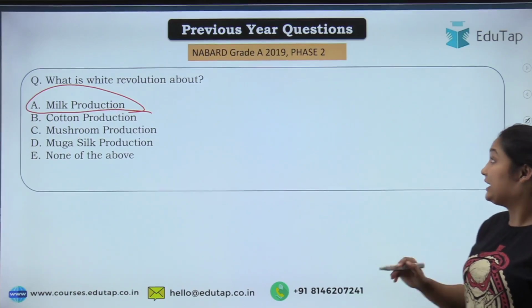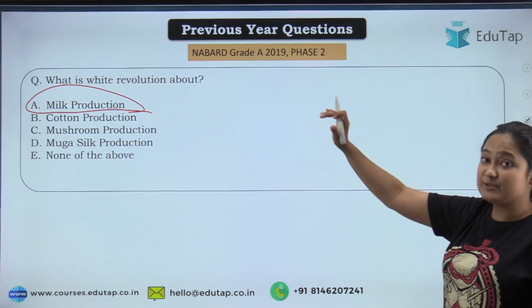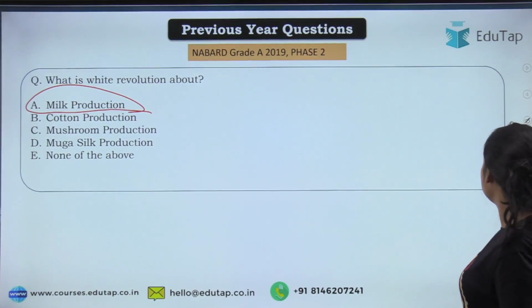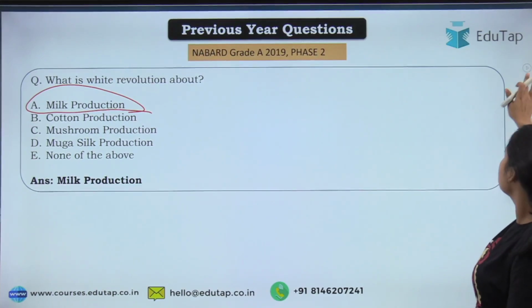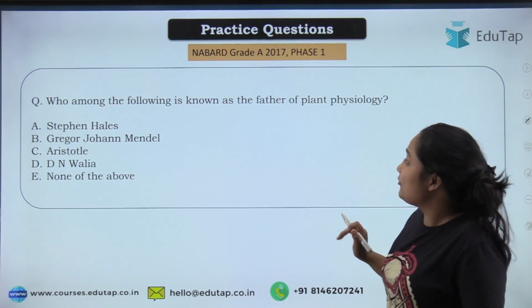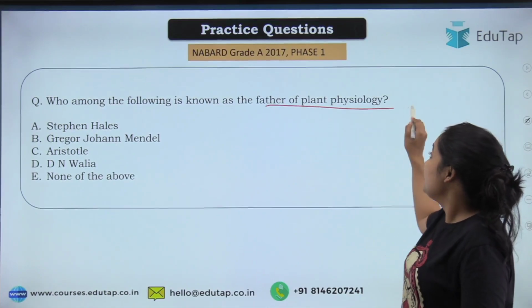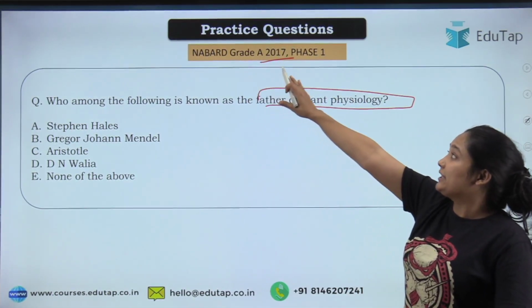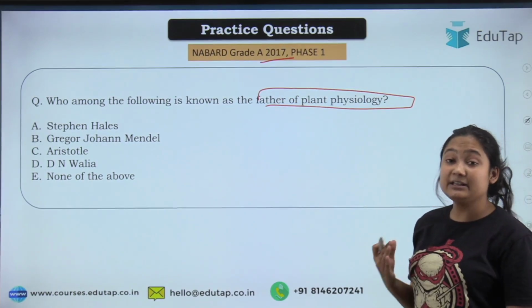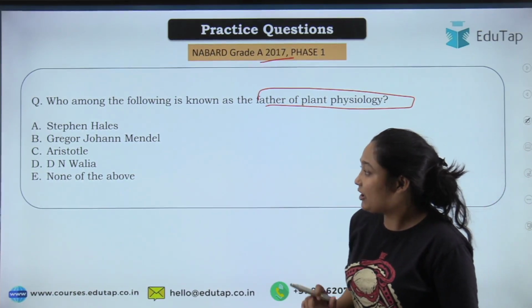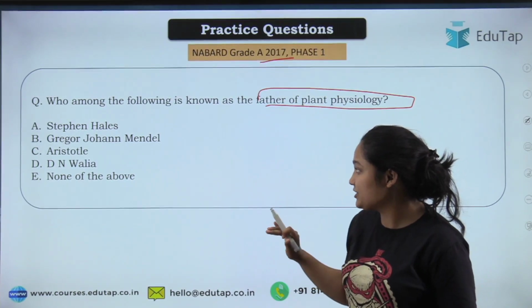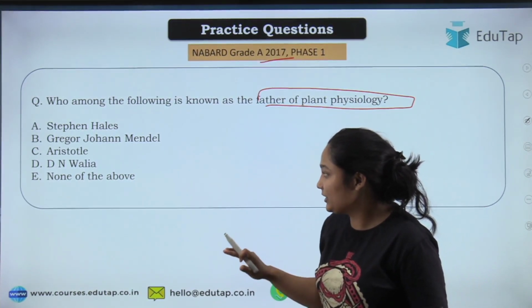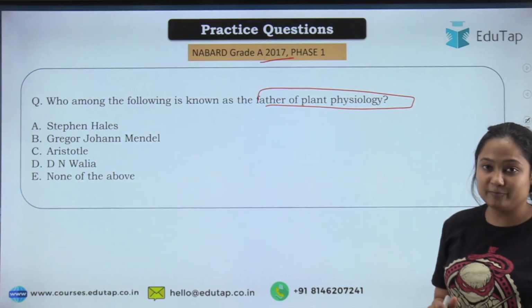Now let's move to our last PYQ from this topic, Introduction to Agriculture. The question was: who among the following is known as the father of plant physiology? This question appeared in the NABARD Grade A exam in 2017, in the phase 1 paper. Your options are Stephen Hales, George John Mendel, Aristotle, D.N. Walia, or none of the above.